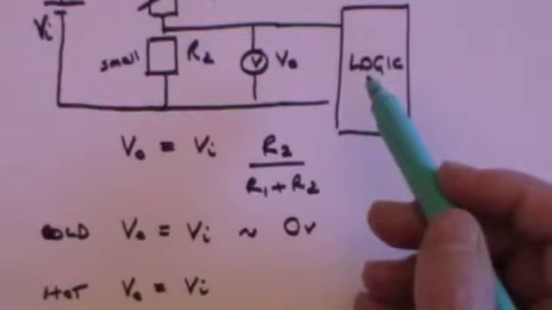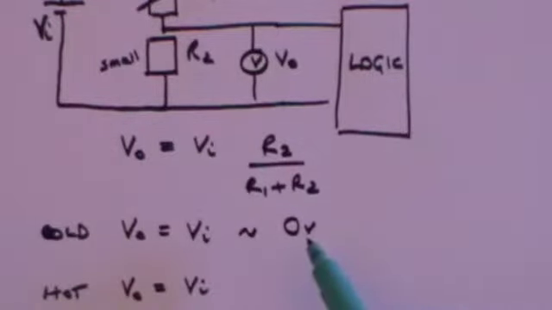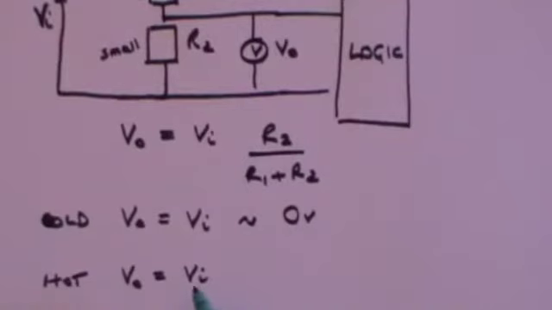The logic board would be set up to say, if the output voltage is of the order of 0 volts, that means it's cold, so you must switch the central heating on. The logic board would also say, if the output voltage is of the order of 9 volts, or whatever the input voltage happens to be, that means it's hot. That means you switch the central heating off.